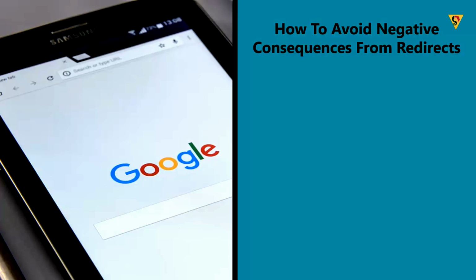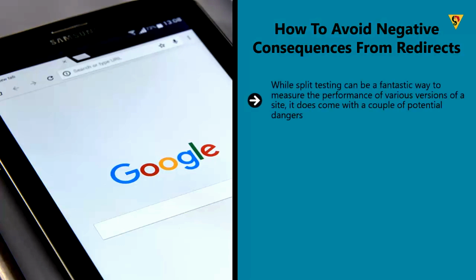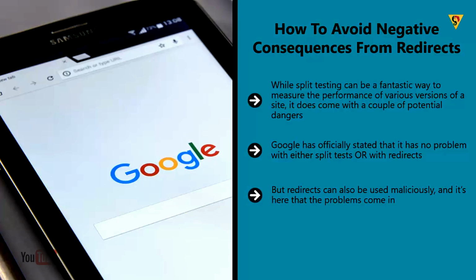How to avoid negative consequences from redirects. While split testing can be a fantastic way to measure the performance of various versions of a site, it does come with a couple of potential dangers. In particular, using the redirect method can risk harming your SEO. Google has officially stated that it has no problem with either split tests or with redirects. In fact, redirects are commonly used in a variety of other scenarios. They are necessary for many e-commerce tools, for example, and also used to mask URLs for affiliate marketers. But redirects can also be used maliciously, and it's here that the problems come in.